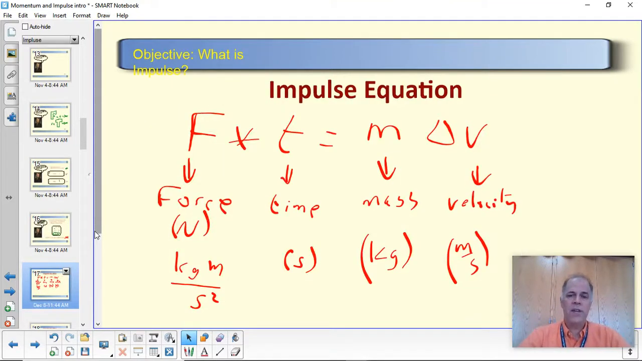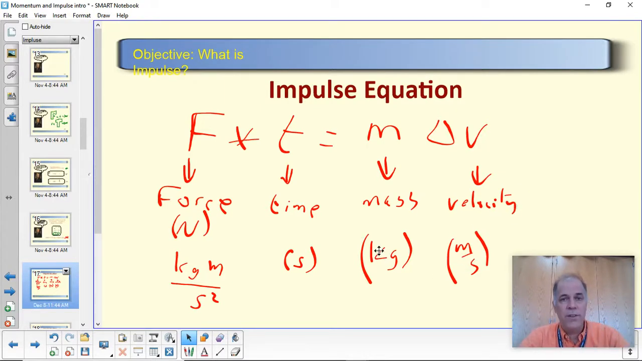All right, let's look at this so here's the equation. It's all laid out for us here. Force times time equals mass times a change in velocity. So force is in newtons, as we've seen. Time is in seconds, as we've seen. Mass is in kilograms, and velocity is in meters per second.